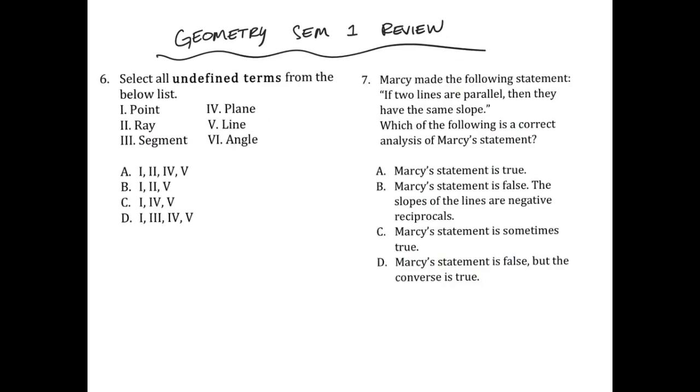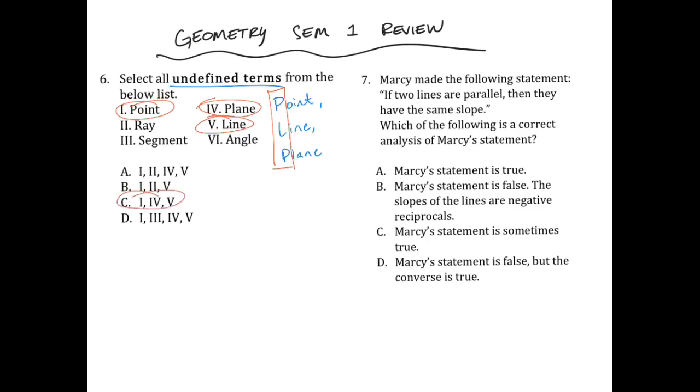On 6, we're trying to list the undefined terms. It's the very first thing we learned in geometry. Point, line, and plane can be remembered by PLP. So point, line, and plane. So 1, 4, and 5. So C is the best answer choice.